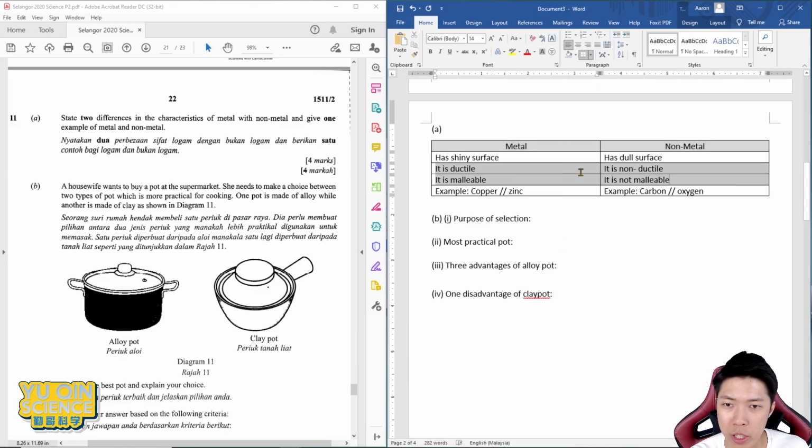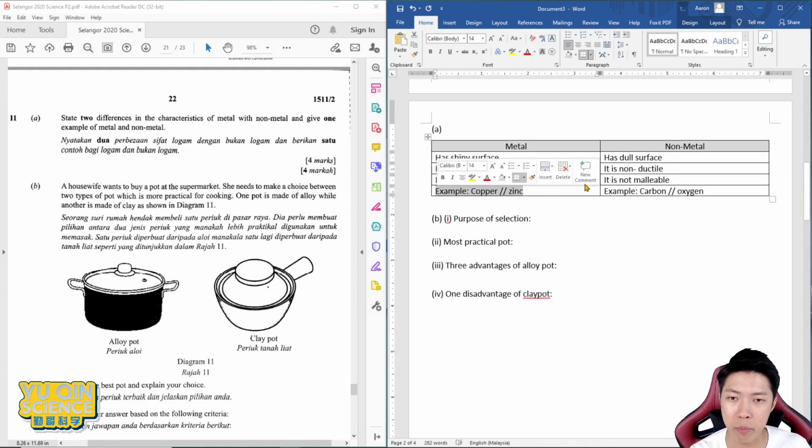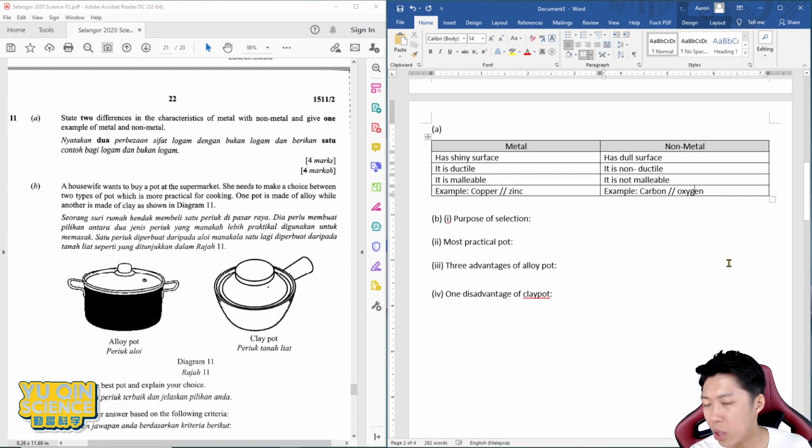Okay, so I go for this one. Study. You're okay. This one. You all know this, right? I give you one extra. Then, for the example, no problem. Draw a table. Yes, draw a table. No need to write sentences, just draw a table.